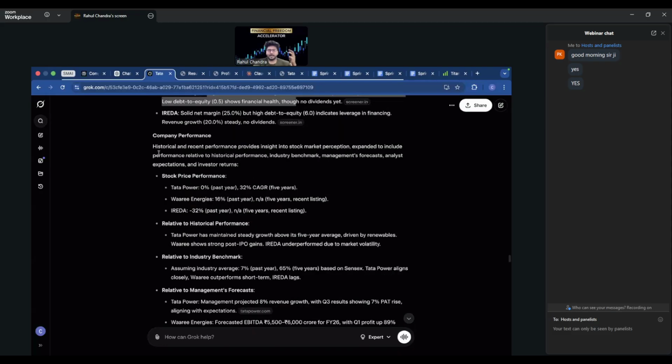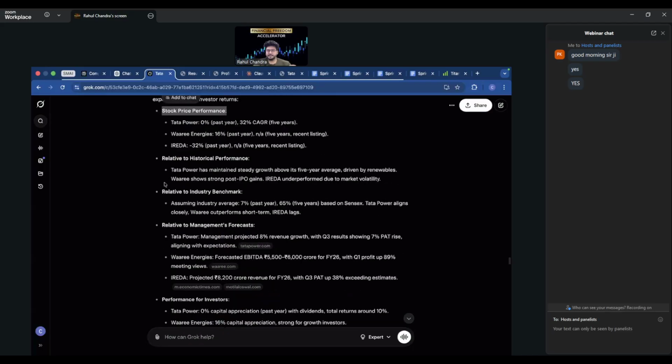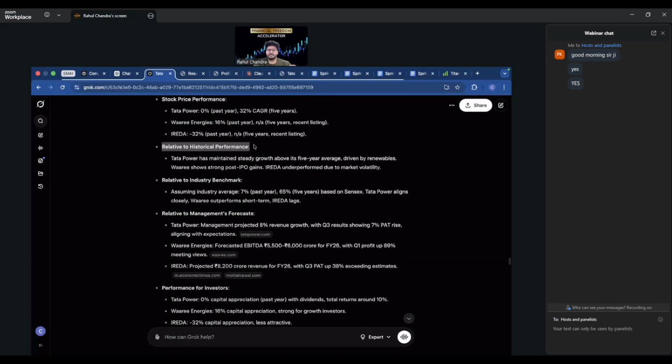Third, it looks at company performance. Now, this also looks at multiple different things under company performance, right? How has the stock price performed for all these three stocks? How has the stock price performed relative to its historical performance? Tata Power has maintained steady growth above its 5-year average, driven by renewables. Vari shows strong post IPO gains, and IIDA underperformed due to market volatility.